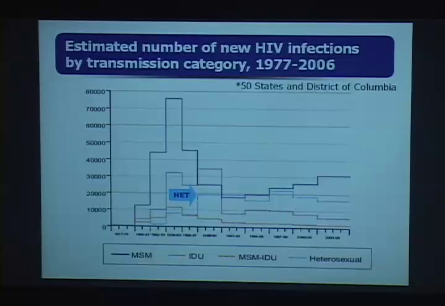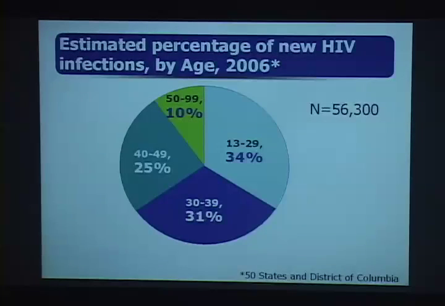Among heterosexuals, highlighted here in the turquoise line, we saw again a slightly later peak in HIV incidence compared to men who have sex with men in the United States. Gradual increases throughout the 1990s, but since the mid to late 1990s, HIV incidence has been declining among heterosexuals as a group.